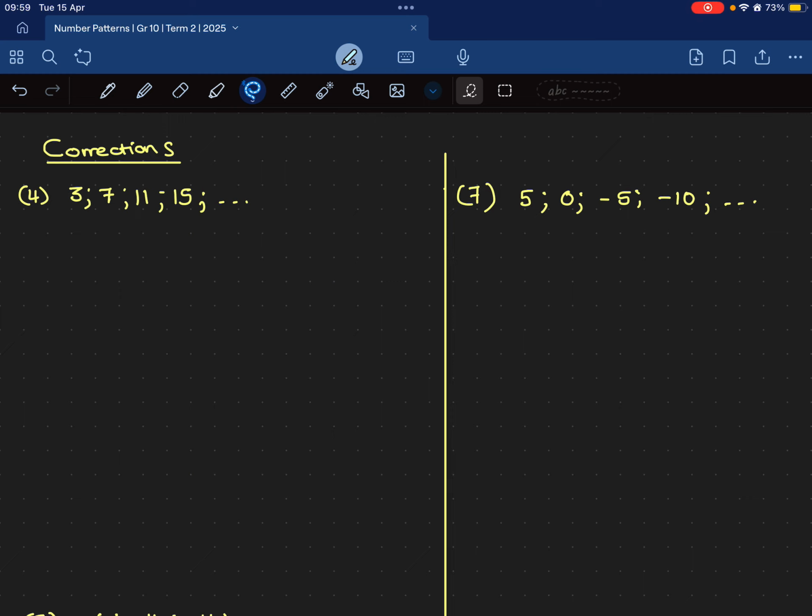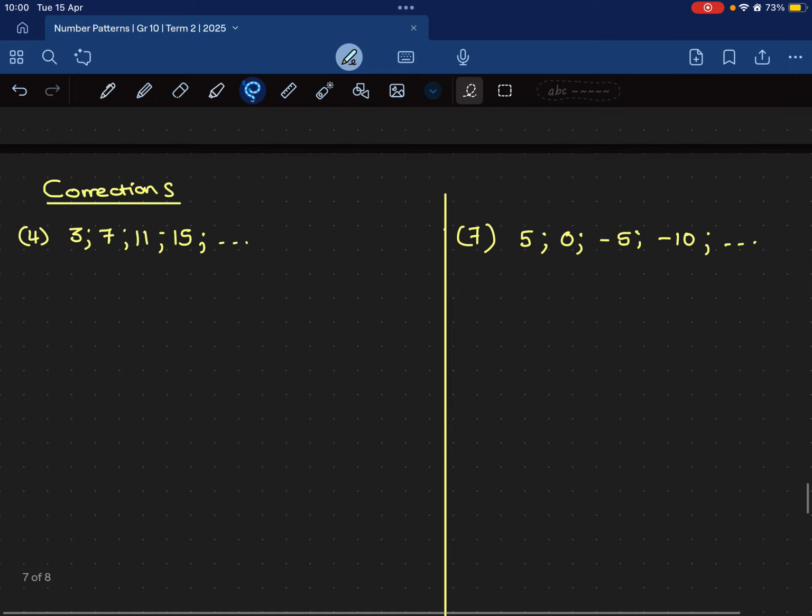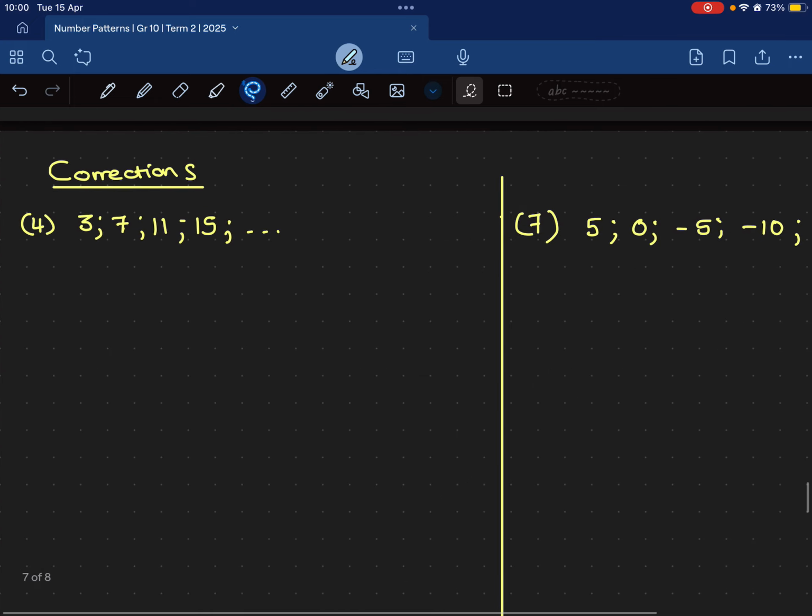I hope that the previous exercise made sense and that you were able to answer most of the questions, but I'm going to start by just going over the corrections from exercise 3.1 that you would have completed for homework.